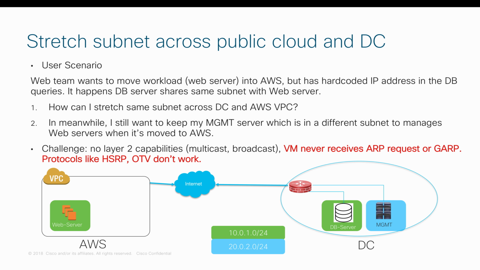So that's why we have a solution for the HA, which is cloud native HA, which is not covered in this presentation, but it's in one of my videos. So HSRP doesn't work, and OTV doesn't work either. So a lot of layer 2 capability protocols don't work. So let's see what options we have.